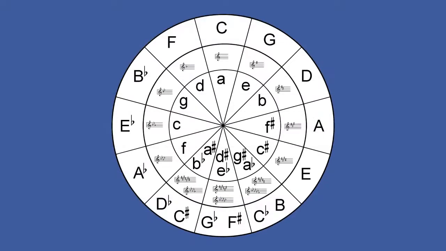This tool is referred to as the Circle of Fifths and can be used as a music theory reference for many concepts, but we're going to use it for just one thing at this point: finding the 5 notes in a pentatonic scale.